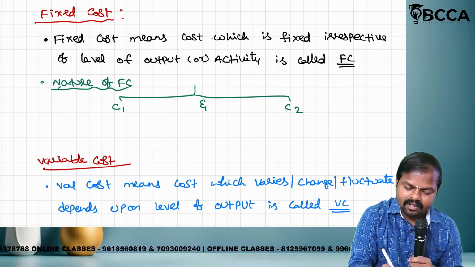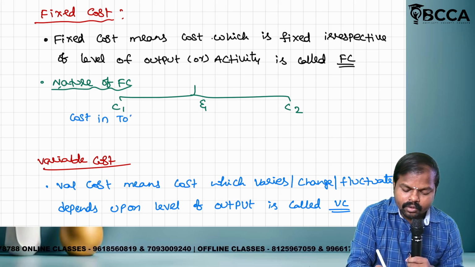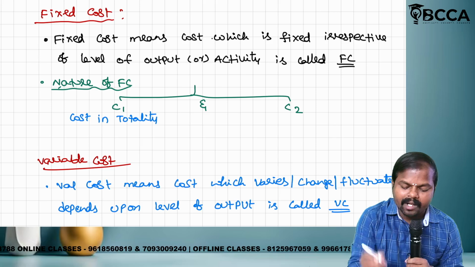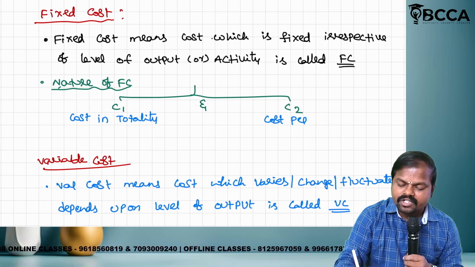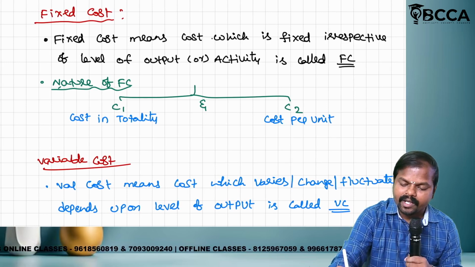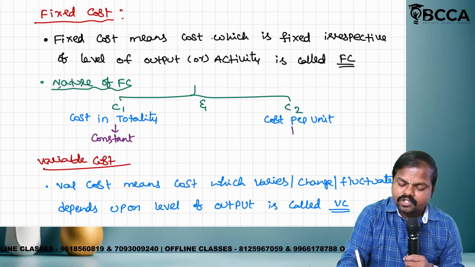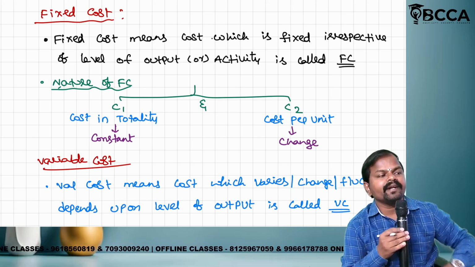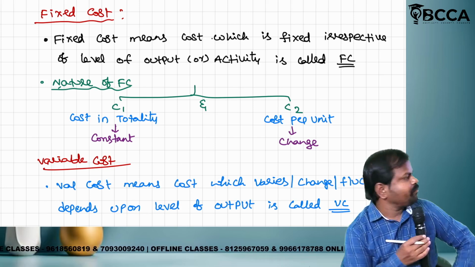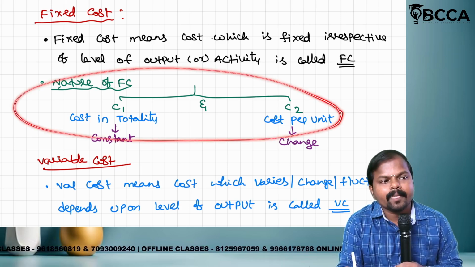Listen carefully. Condition number one: cost in totality. Condition number two: cost per unit. Cost in totality, constant. Cost per unit, change. Now tell me, the nature of the fixed cost will be helpful for what purpose?